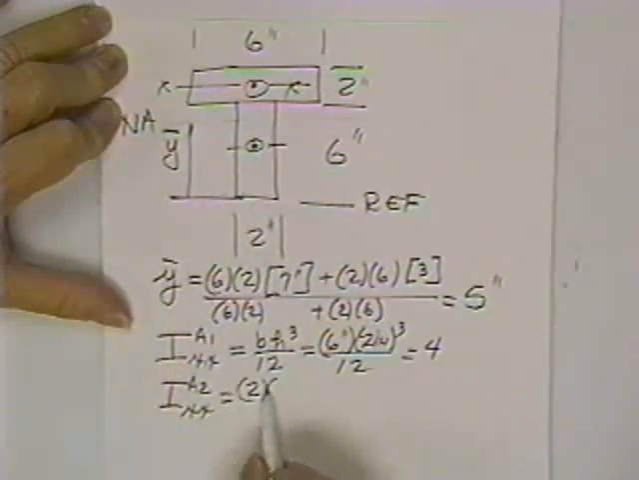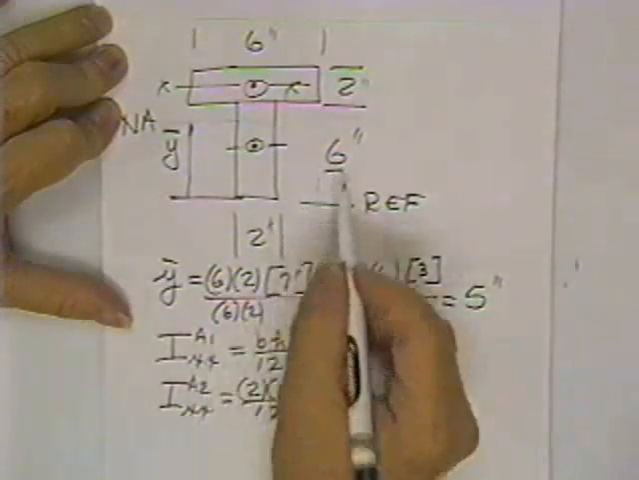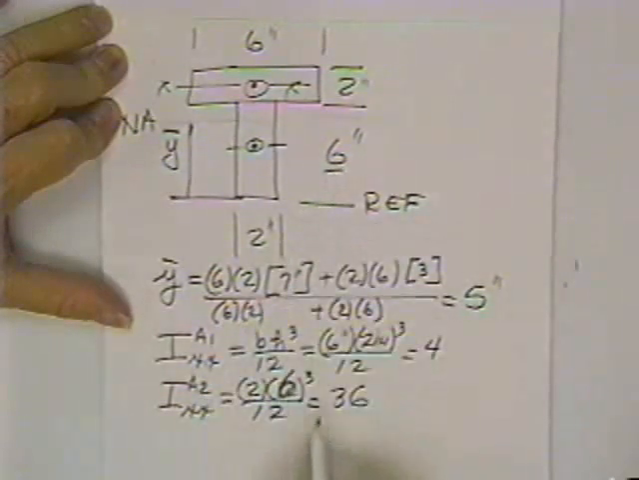He has a moment of inertia for area 2, just about his own personal x-axis. It's base times height cubed divided by 12. What's that? 36. 12 times 12 is 144. Oh, is this wrong? Oh, it's only 6 inches deep. Thank you. Alright. 36.